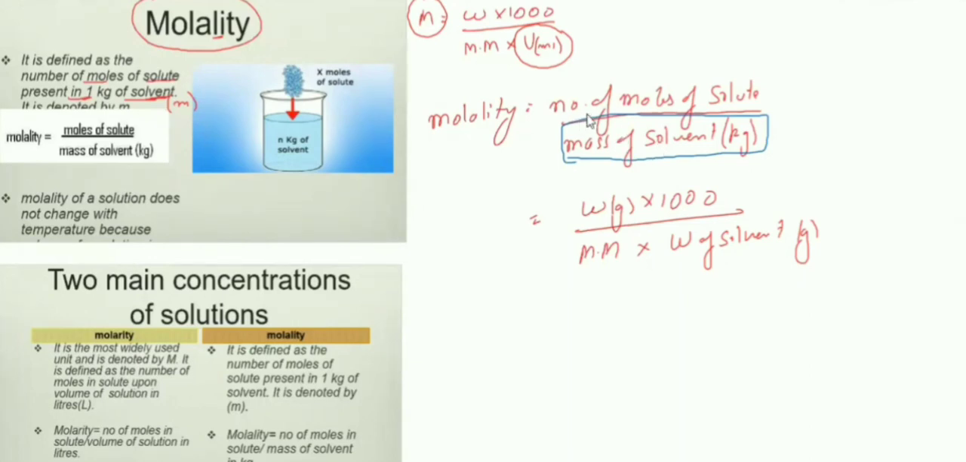So one important difference that arises is that volume can be changed with respect to temperature. Hence, molarity is affected by change in temperature, but in molality, we are using only mass. All the terms here, it is weight in grams. Here also weight of solvent in grams. Here molecular mass, which is also represented in grams. So no term with respect to volume. That means molality is unaffected by temperature. So the molality of solution does not change with temperature because it does not involve any term with respect to volume.